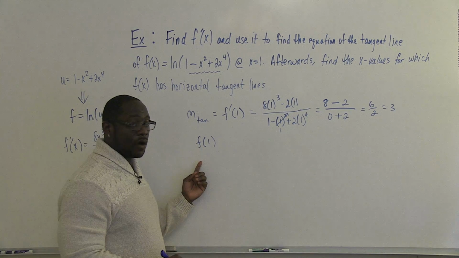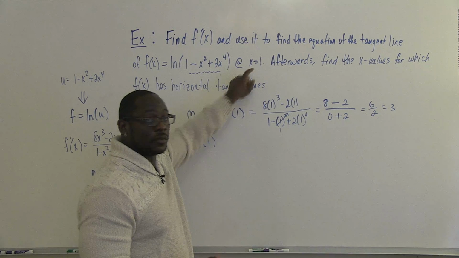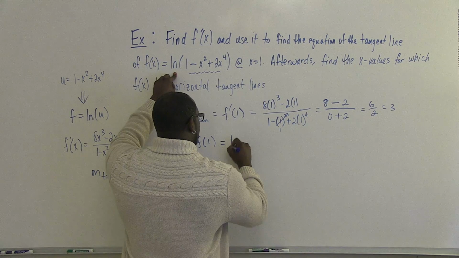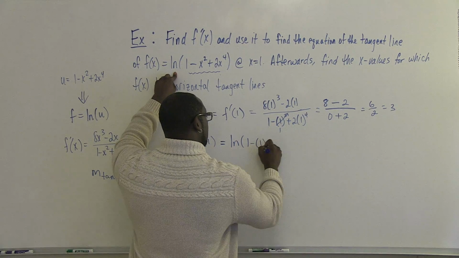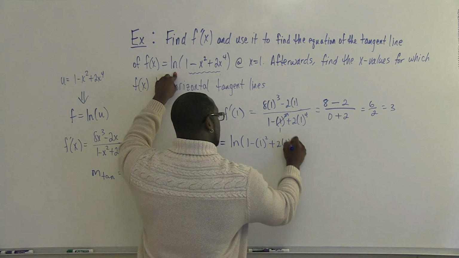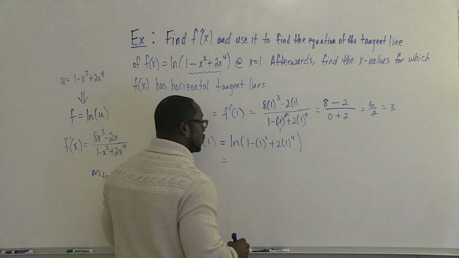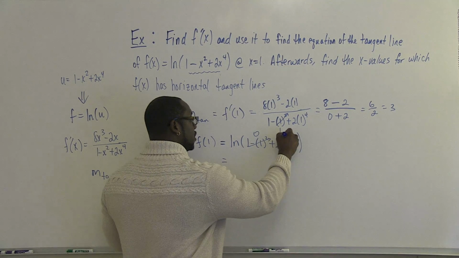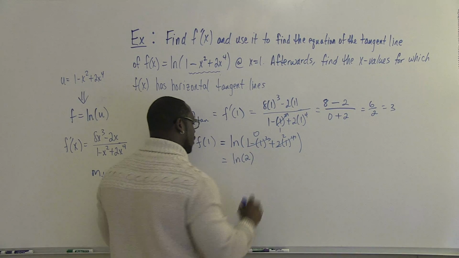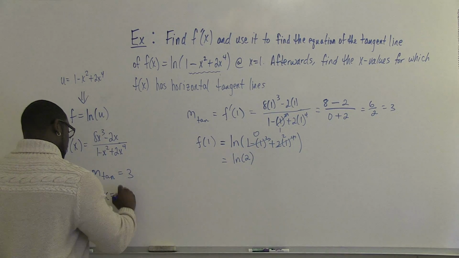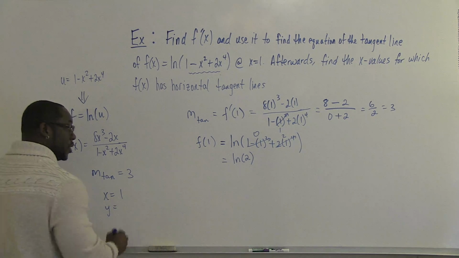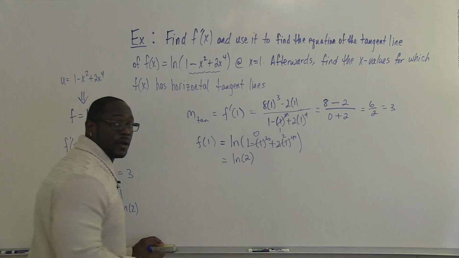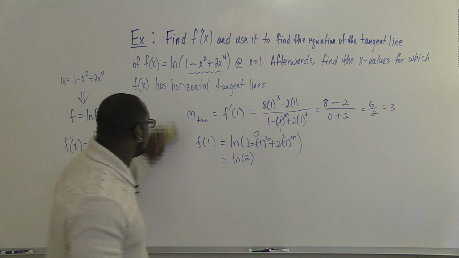So now we need to find our y coordinate to go along with the x coordinate so that we have our point. So if we go in and just plug this into the original function, you'll see that, of course, this ends up being 0 again, and all this just ends up being 2. So we have a natural log of 2. So when x is 1, our y coordinate is natural log of 2. And so from there, we'll go ahead and find the equation of the line.